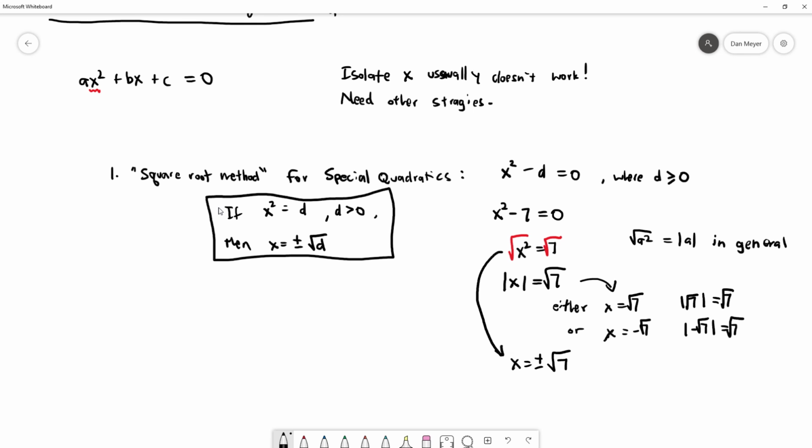Another method involves factoring and using the zero factor property. That is the name of this strategy.